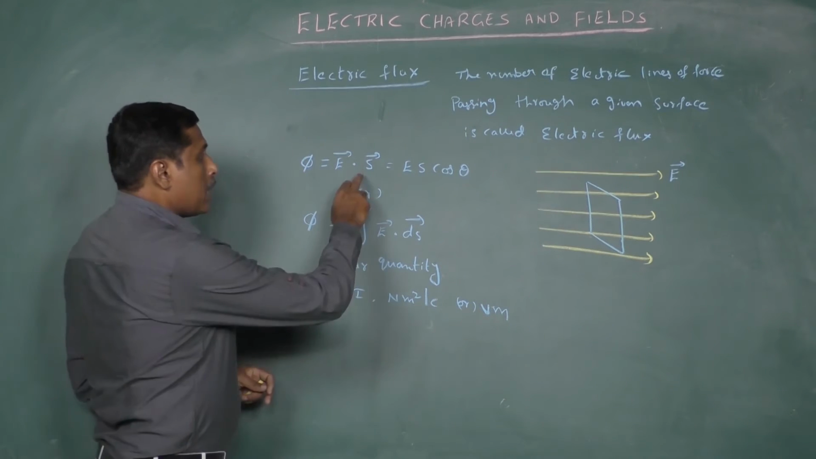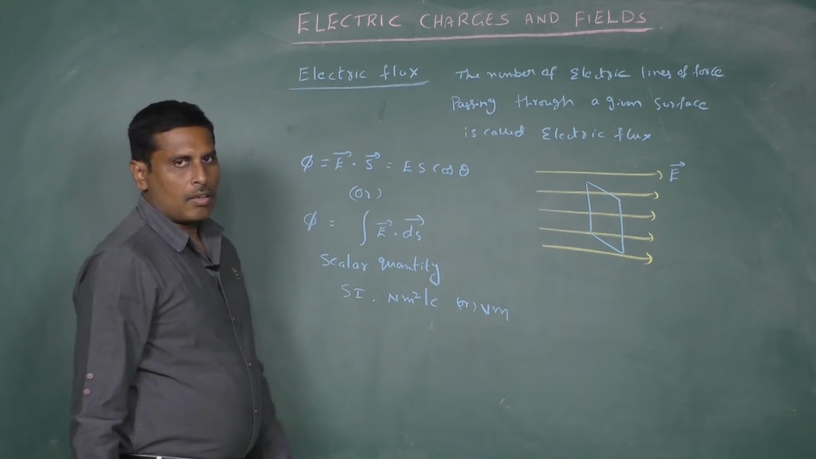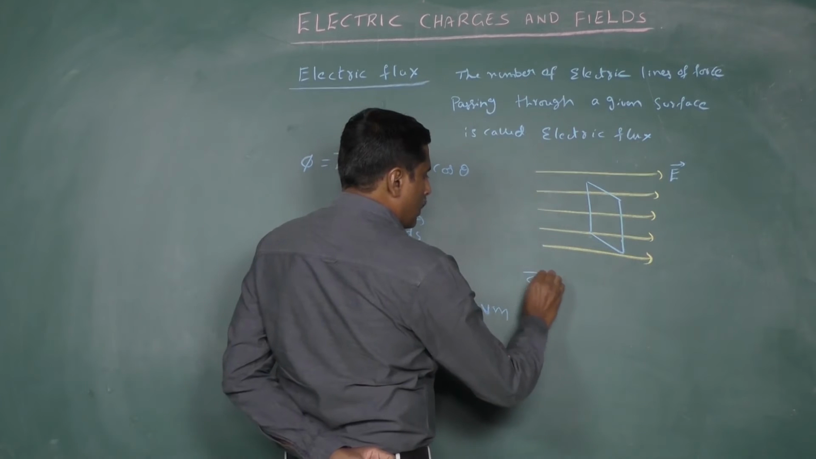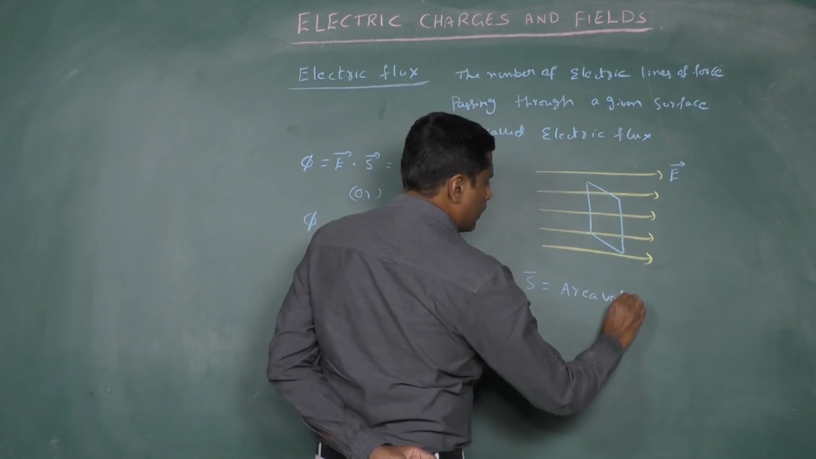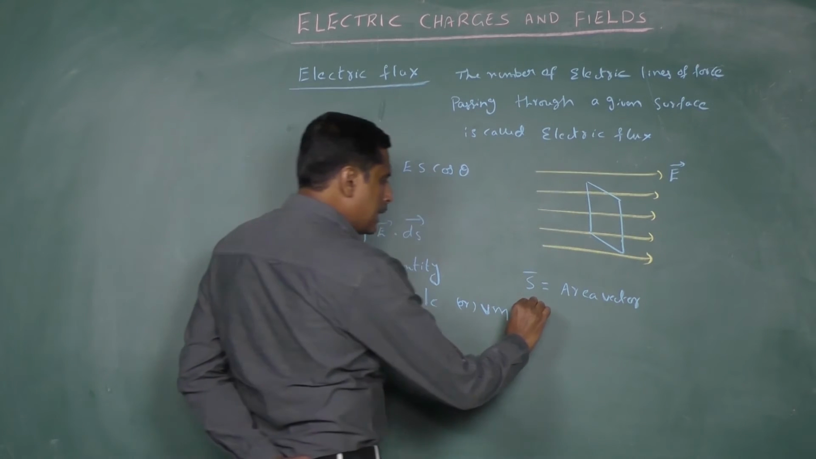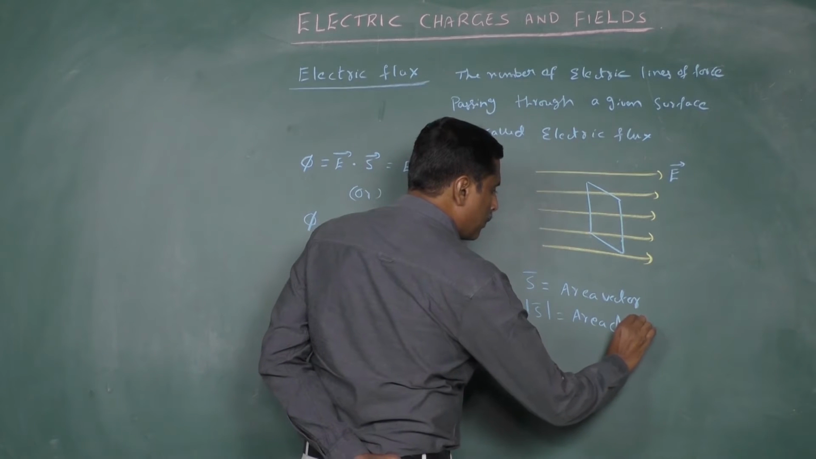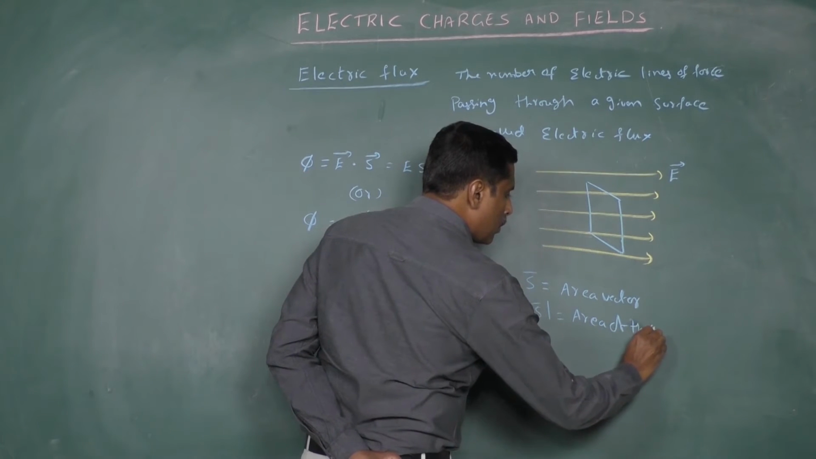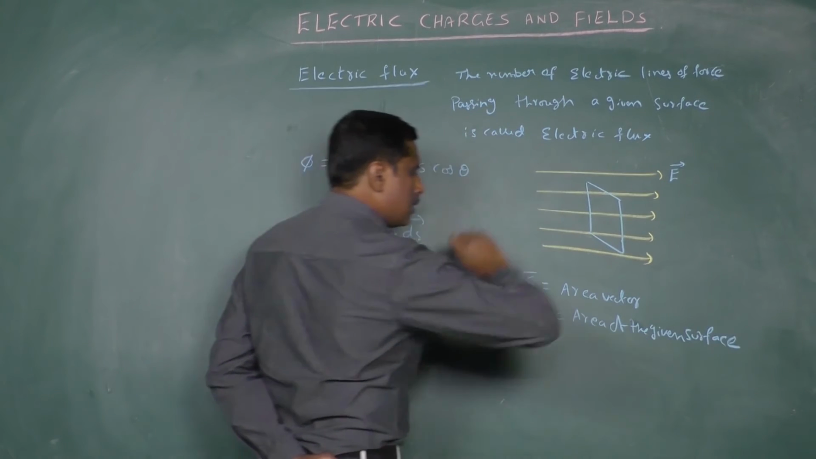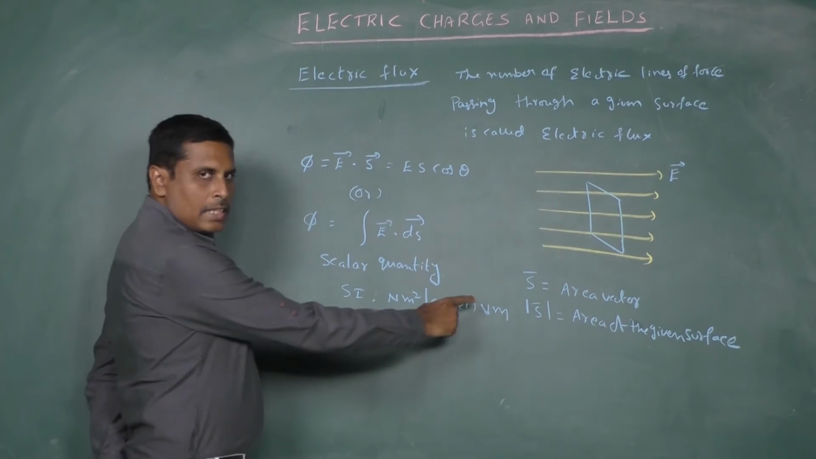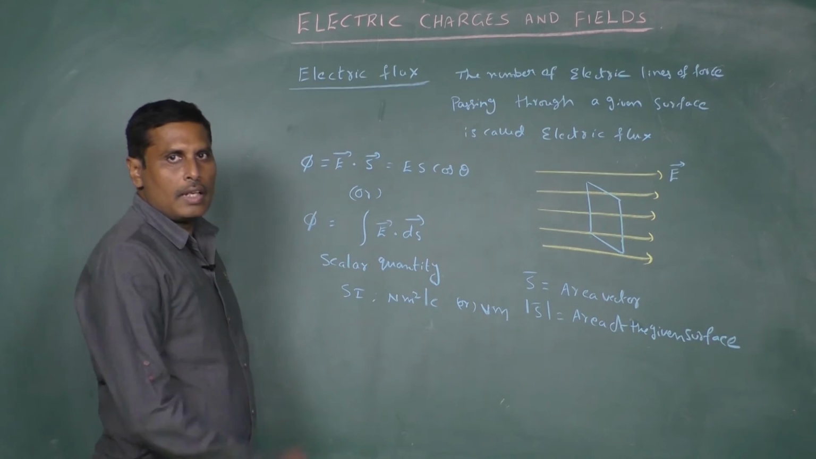Here, S bar is called the area vector. The magnitude of this area vector gives the area of the given surface. The direction of the area vector is taken normal to the given area.